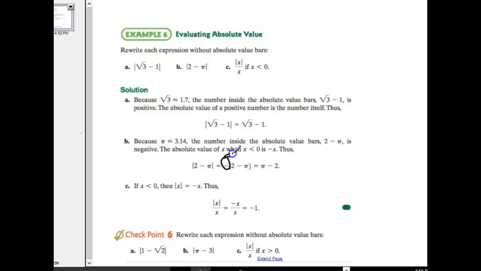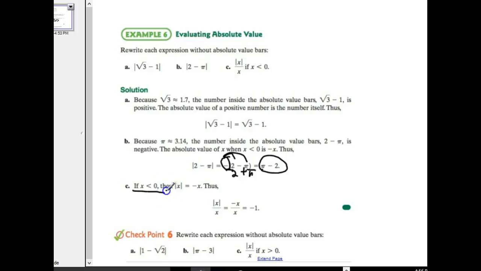Now, if I distribute that to those two numbers, it ends up being a positive pi and a negative 2. It really ends up being this right here, negative 2 plus pi, and so it just got rewritten as pi minus 2 there. Okay.